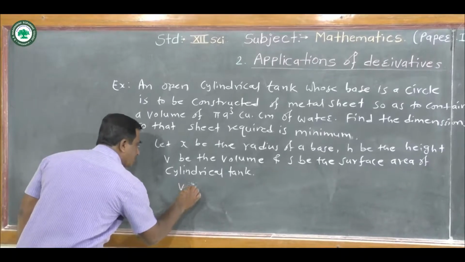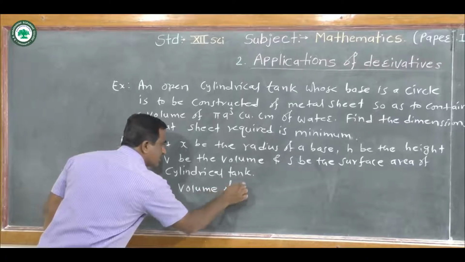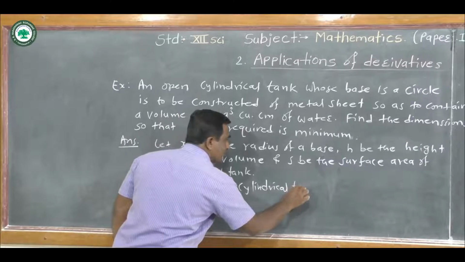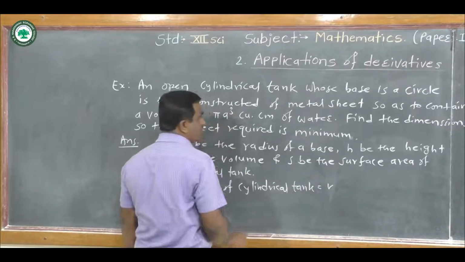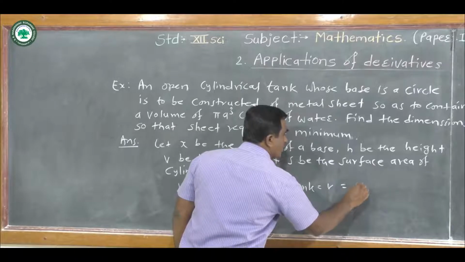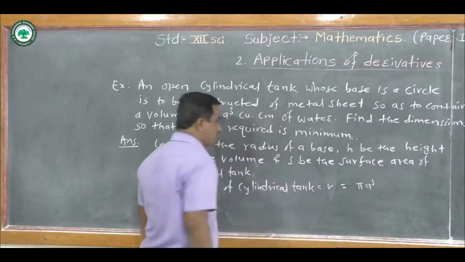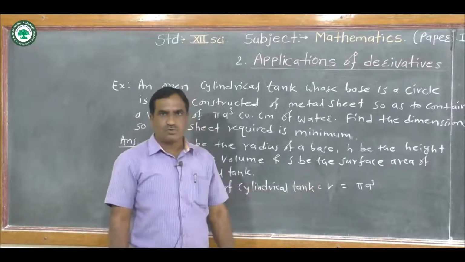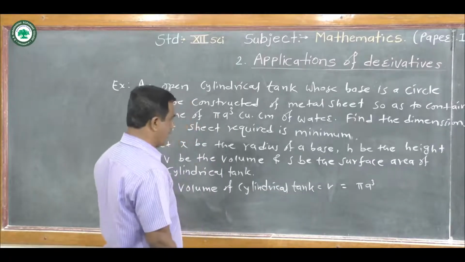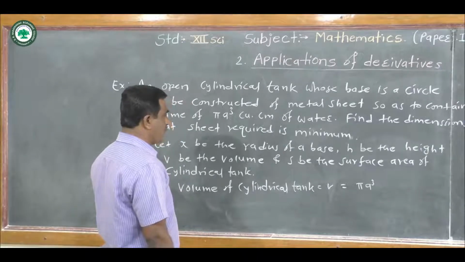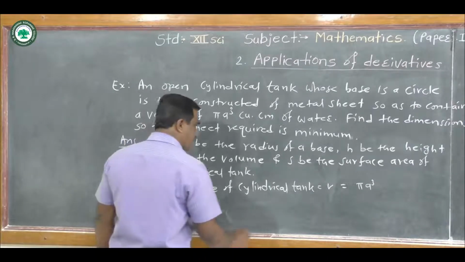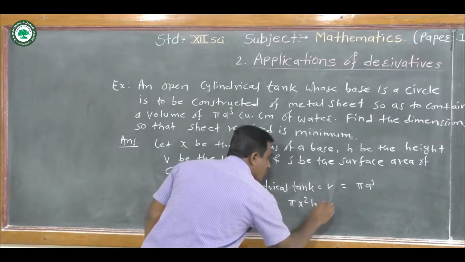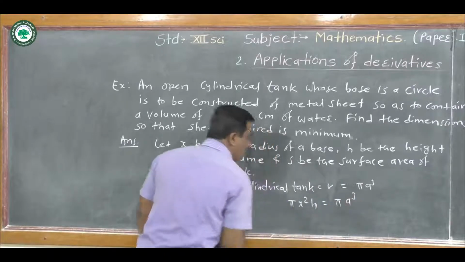Volume of cylindrical tank is equal to V is equal to pi into a cube. And we know that the formula for volume of a cylindrical tank is V is equal to pi x square h. Therefore, put here the value of V: pi x square h is equal to pi into a cube.